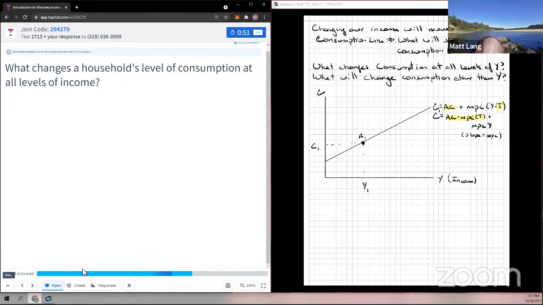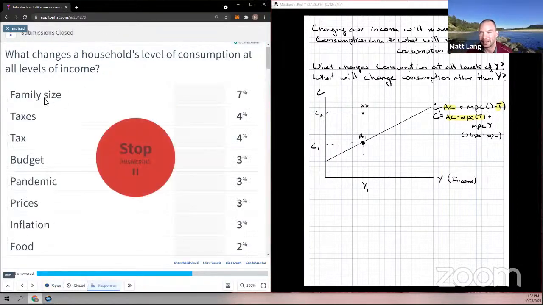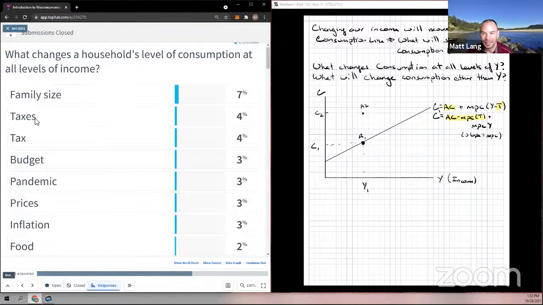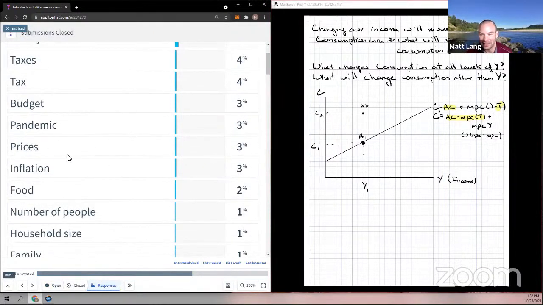What's going to move us up to, we'll put A2 right here, in this level of consumption right here. We'll call it C2, right? So what is that going to be? Well, let's see what your responses are, right? Family size, taxes, yes, yes, yes, but pandemic, price, not, see, now this is good, right?